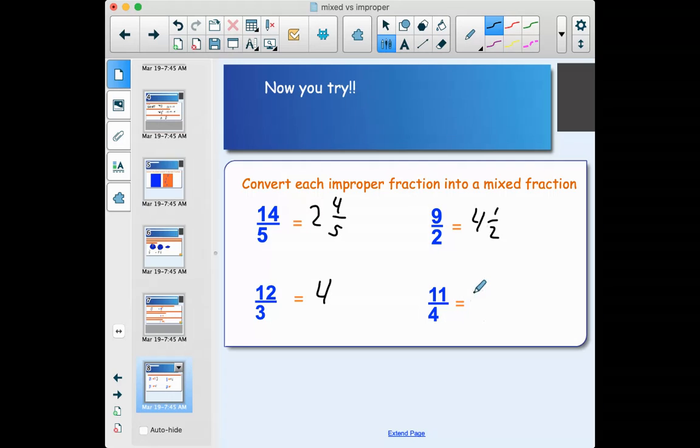Okay, 11/4. Well, 4 goes into 11 2 times with 3 left over. So 2 and 3/4 for that one.